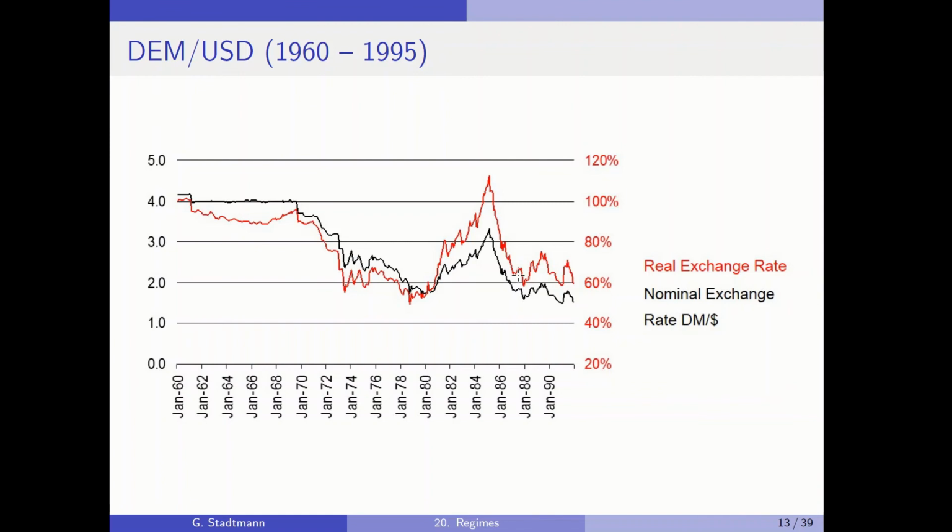And then you can imagine that if international trade is very important for one country, this country might opt for a fixed exchange rate system, because then not only the nominal exchange rate is less volatile, but also the real exchange rate is less volatile than before.